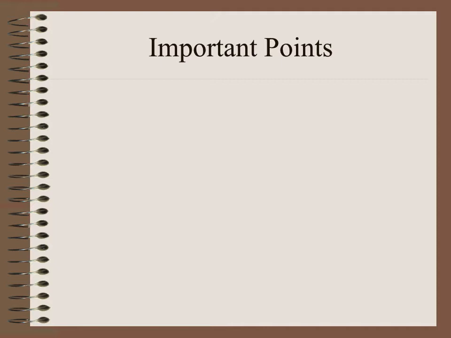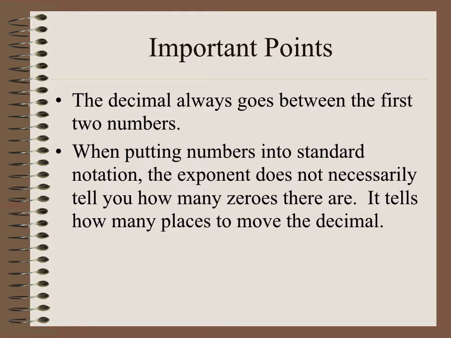Some important points. The first is to remember that the decimal always goes between those first two numbers. We should always get a number between 1 and 10. Second, when putting those numbers back into standard notation, the exponent does not necessarily tell you how many zeros there are. It may in some cases, but in essence, it really tells us how many places we need to move the decimal.